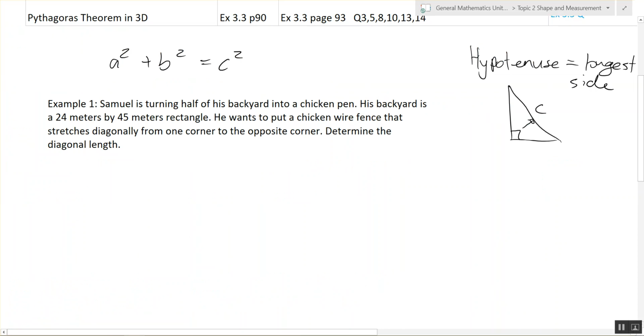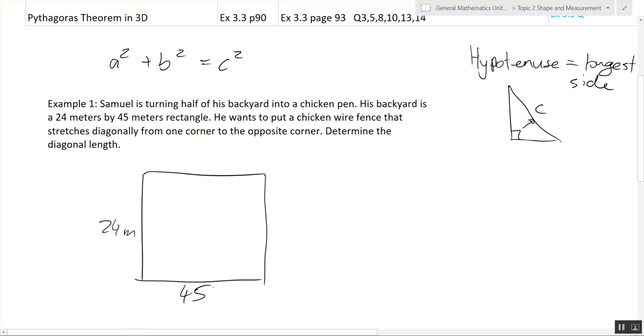He wants to put a chicken wire down the middle as a diagonal from one corner to the opposite corner. Determine the diagonal length. So first step, it's probably good to draw a picture to visualize it. So we got good old Samuel's chicken pen, 24 meters, 45 meters. And where does he want the chicken wire? Down here. So we don't know this.